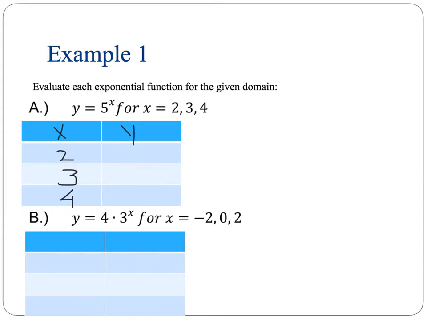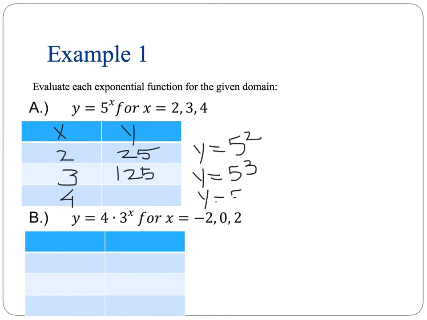So for the first one, I have y equals 5 raised to the second power, which is going to give me 25. For the next one, we have y equals 5 raised to the third power, which is 125. And for the third and final one, we have y equals 5 raised to the fourth power, or 625. So we are just plugging in the value of x into the equation.